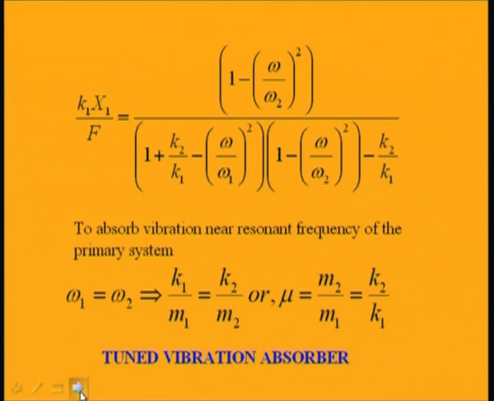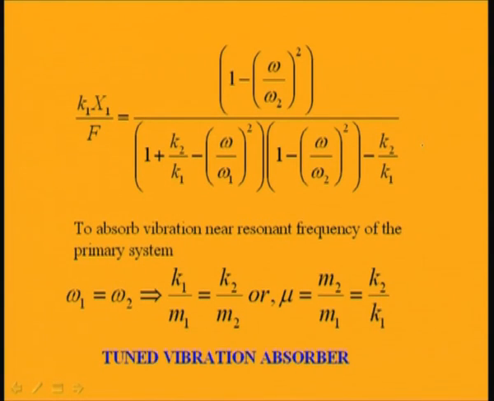As you have seen before, we are interested in the resonant frequency, that is, when the natural frequency of the primary system becomes equal to the external frequency. At that time resonance occurs, and we want to suppress that vibration at the resonant frequency. To suppress the vibration at the resonant frequency, we should write the frequency equation in this form: omega 1, which we know is root over k1 by m1, should be equal to omega 2, that is root over k2 by m2. So, to absorb the vibration near the resonant frequency, we can write omega 1, the natural frequency of the primary system, equal to the natural frequency of the secondary system, root over k2 by m2, equal to the frequency of the external excitation.